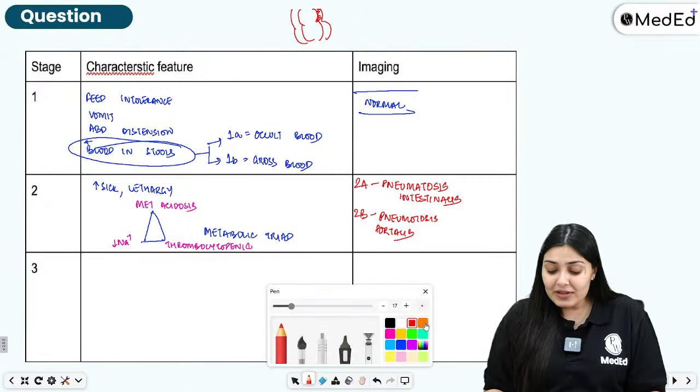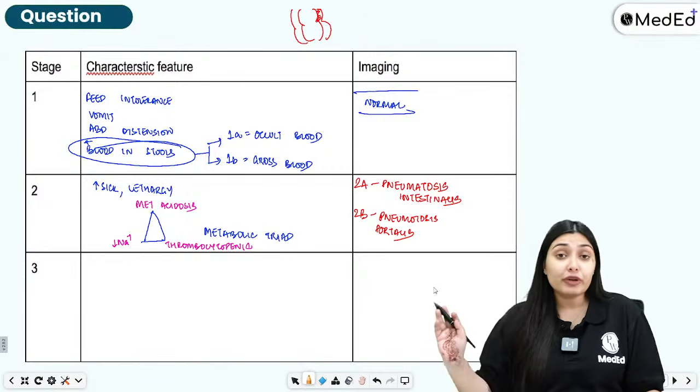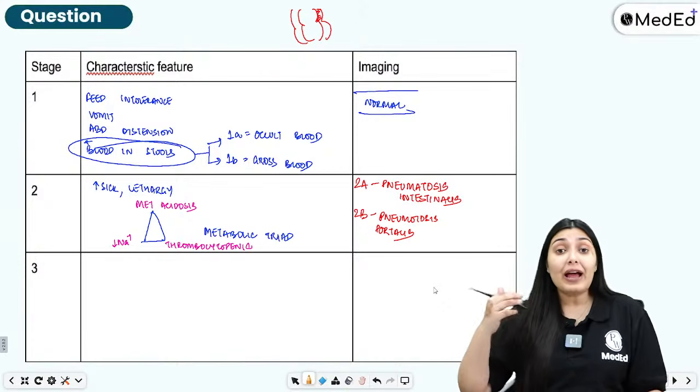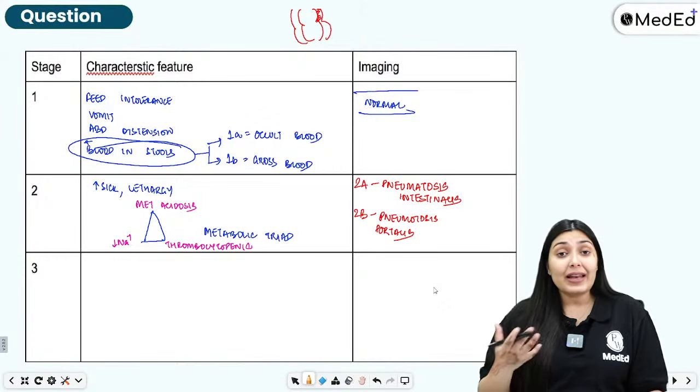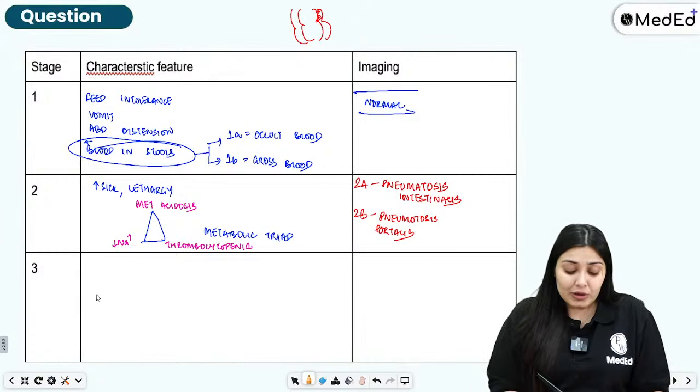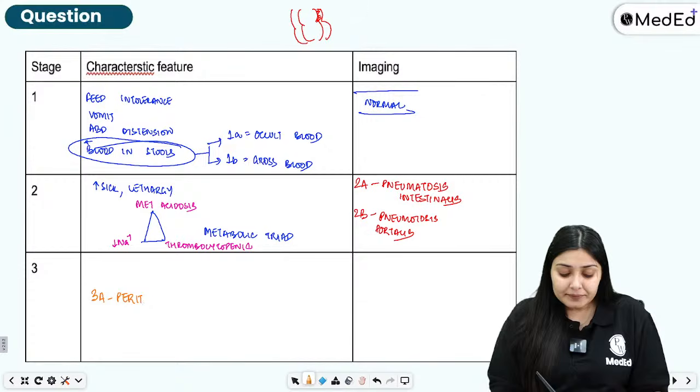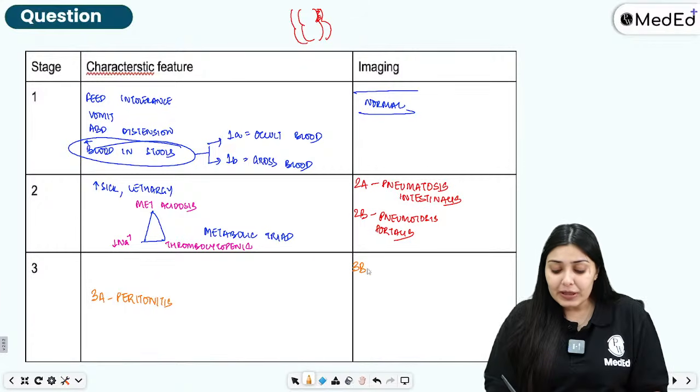And lastly, we have stage 3 where now full-blown perforation has happened. So you will have signs of peritonitis like guarding, rigidity. So peritonitis feature is 3A. And 3B would be pneumoperitoneum.